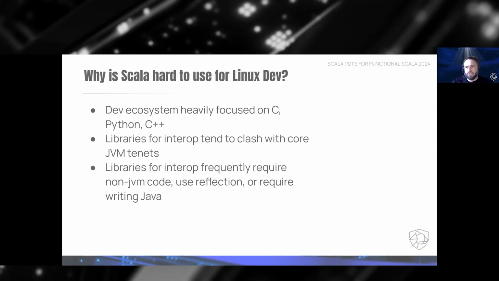There are a number of libraries on the JVM to do interop with C, but they tend to clash with core JVM tenets such as write once, run anywhere, and the libraries for interop frequently require non-JVM code, reflection, or writing Java. JNI, for example, requires writing C and Java code just to create a binding to a C library.